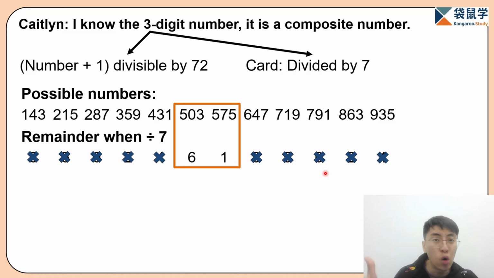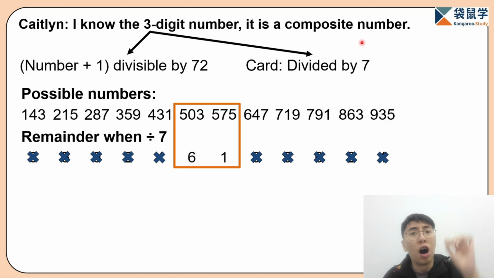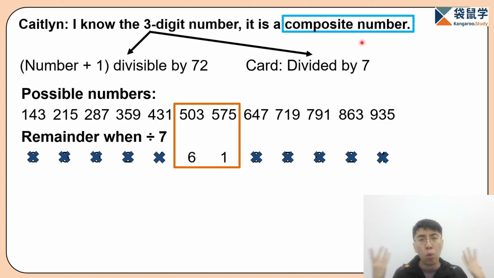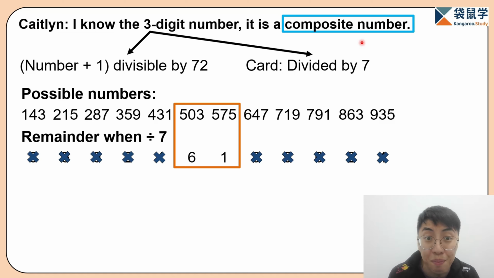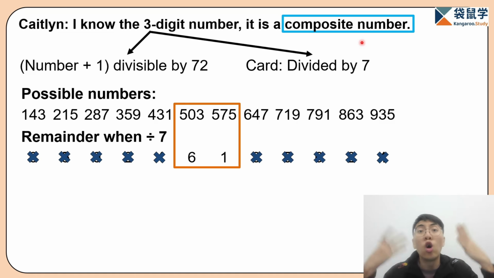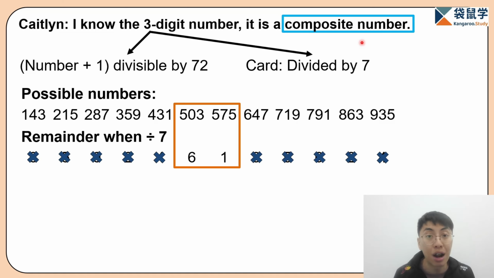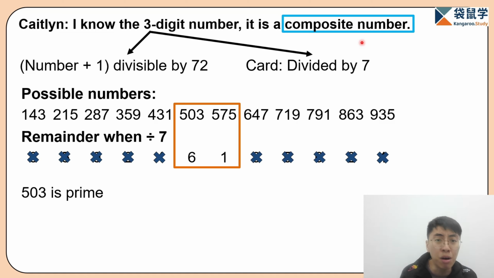Now, how do we know which of them is the correct one? Again, we see the question has nicely told us that she says it is a composite number. What is a composite number? A composite number is one that can be divided by numbers other than 1 or itself. Or essentially, we can say that it is not a prime number. Now, if we take a look at 503, wait, 503 is a prime number.